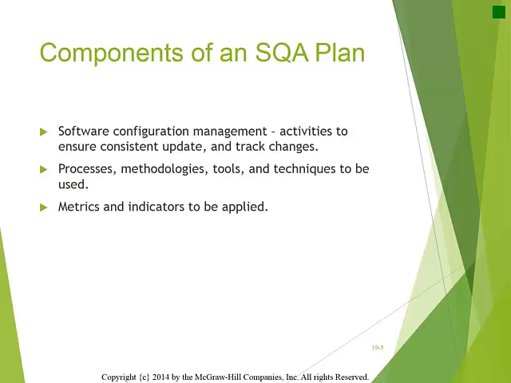Processes and methodologies, tools, and techniques section should specify processes, methodologies, tools, and techniques that will be used to develop the software system and to conduct SQA activities. The metrics and indicators section should specify the metrics and indicators to be applied to measure and assess the software artifacts. It should specify the acceptable ranges for the metrics.